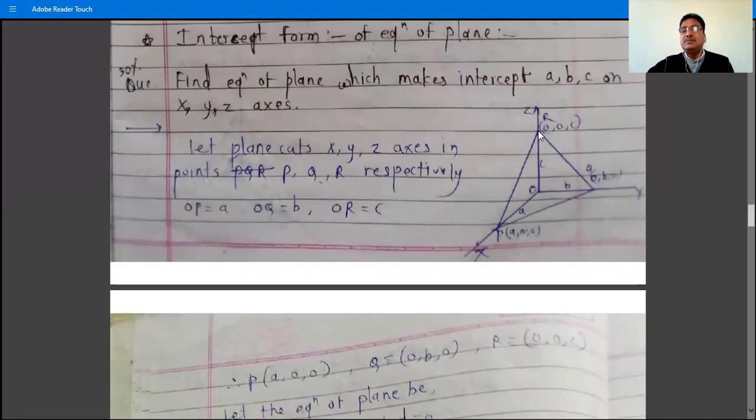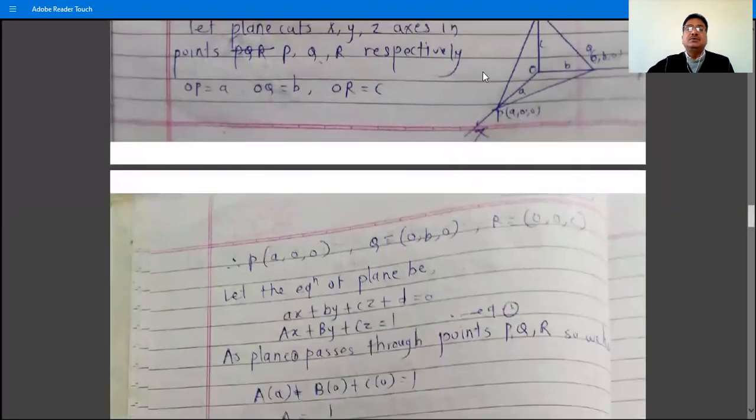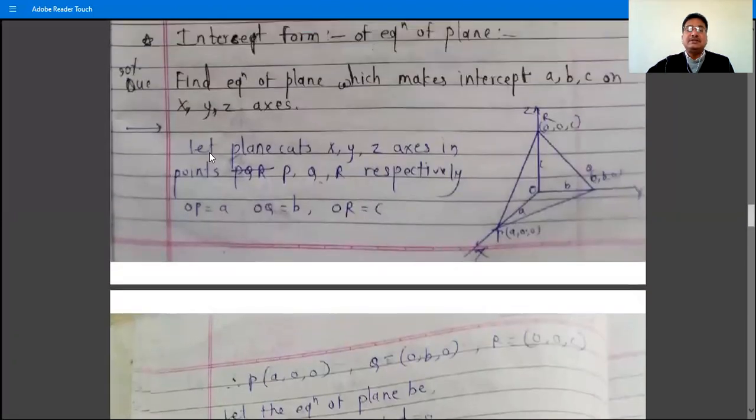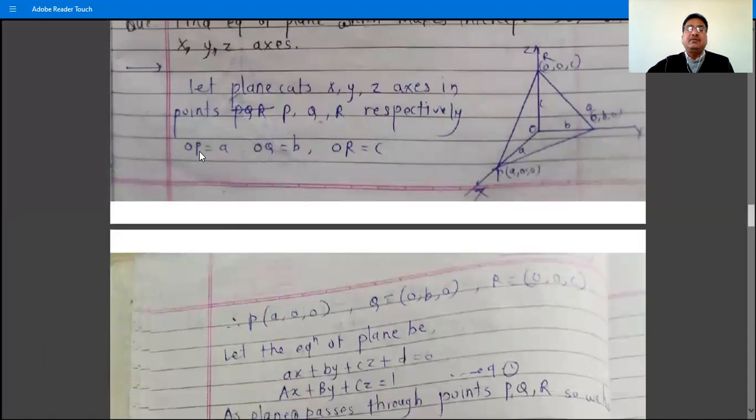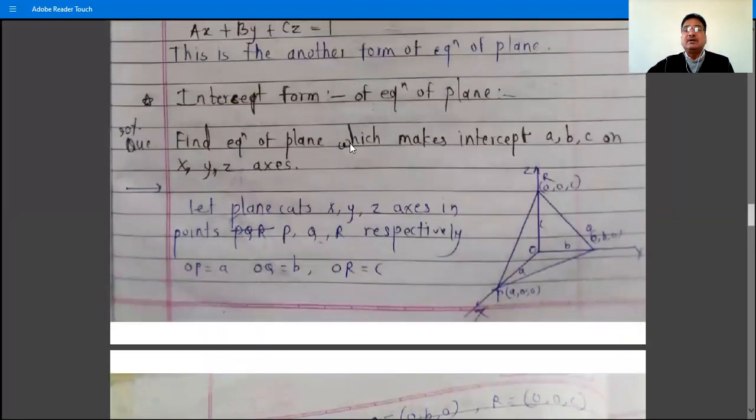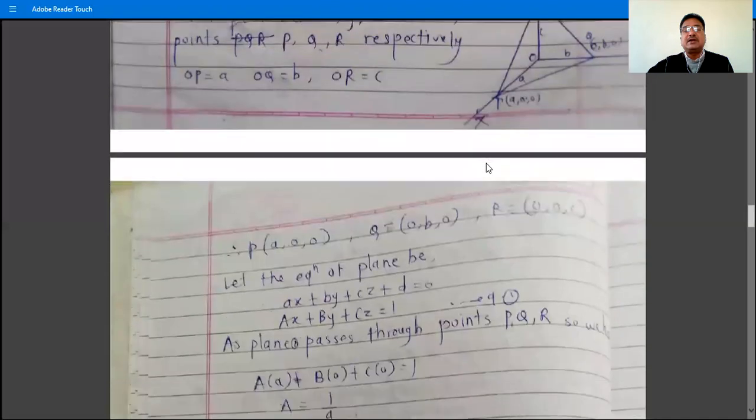And suppose this is the point R. The plane cuts the z axis in the point R at a distance c, and therefore its coordinates are 0, 0, c. So the first sentence is: let the plane cut the x, y, z axes in the points P, Q, R respectively, and therefore OP is a, OQ is b, OR is c, because the plane makes intercepts a, b, c on the x, y, z axes.